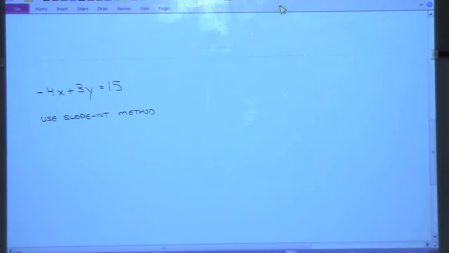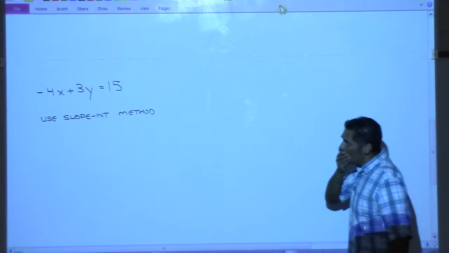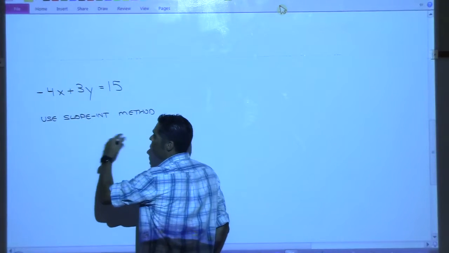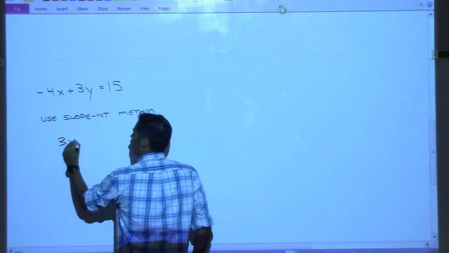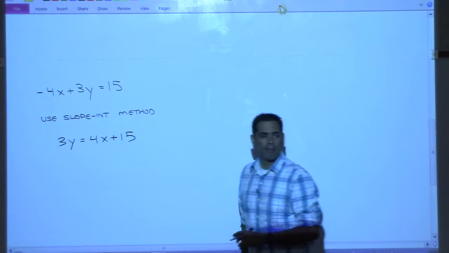Elena, I got it right? Look at me. All right, Elena. So what's our first step? If I'm telling you to use the slope-intercept method, the first thing we're going to do? Move the 4x over. So add 4x to both sides. So what would the next line be? 3y equals 4x plus 15. Good. Everyone good with that?